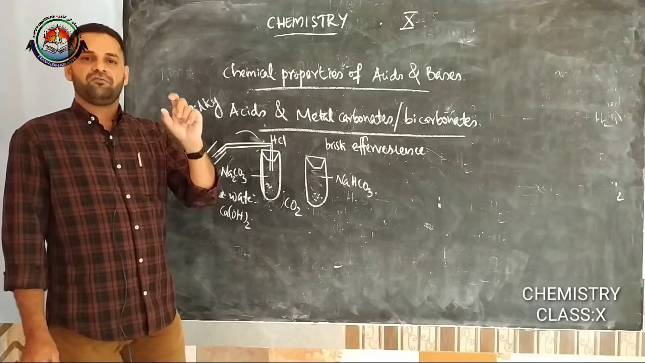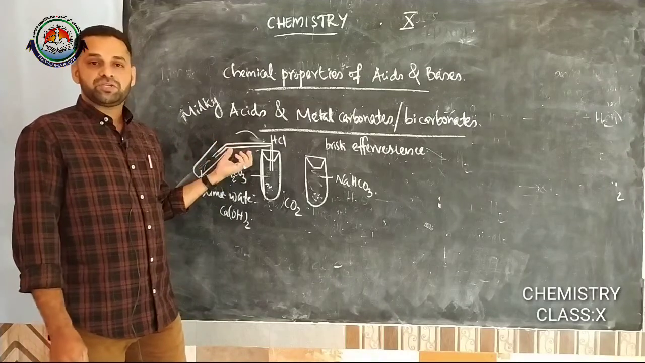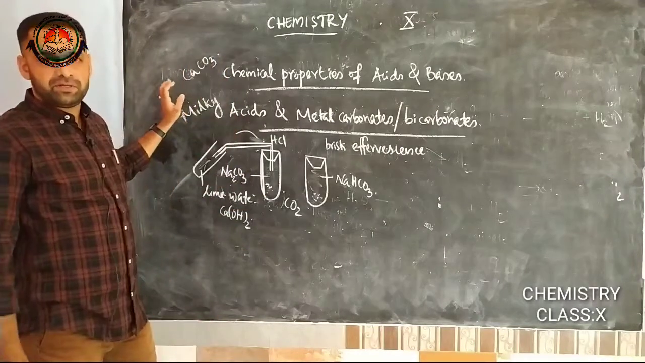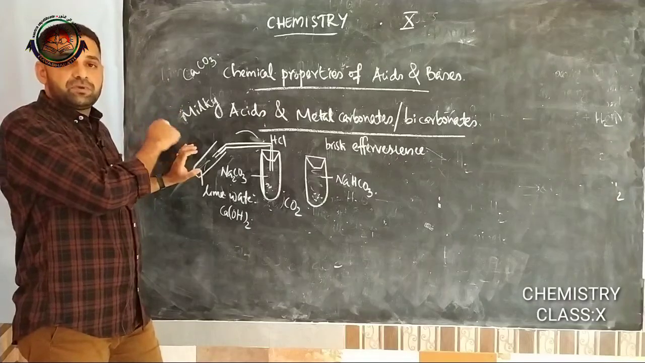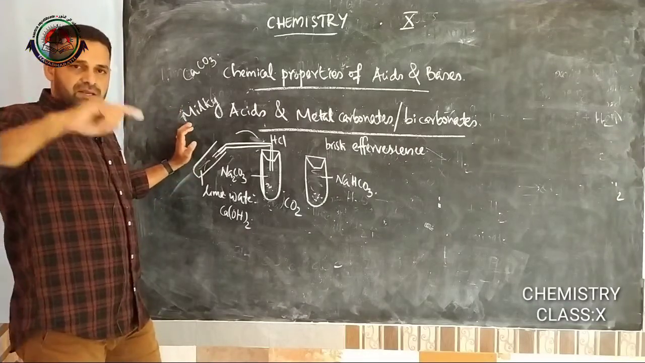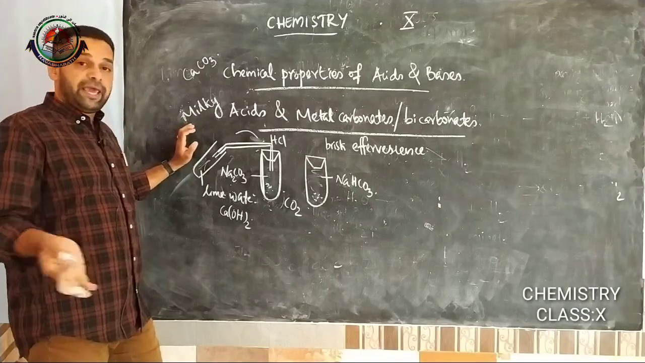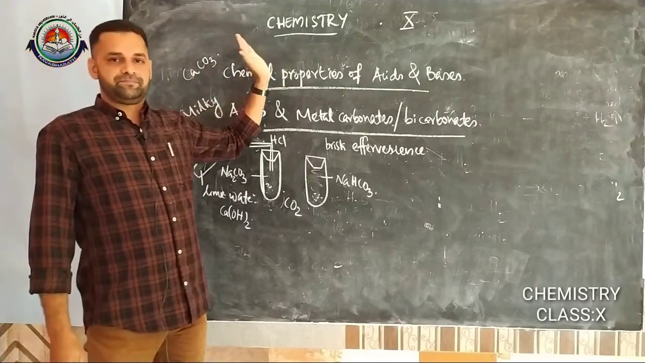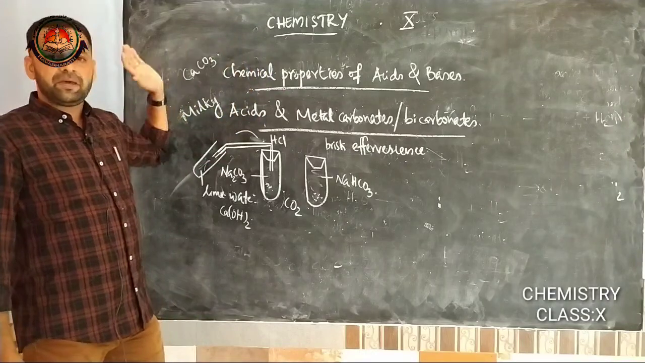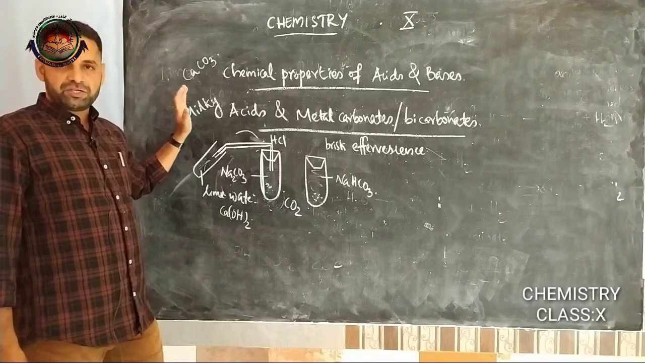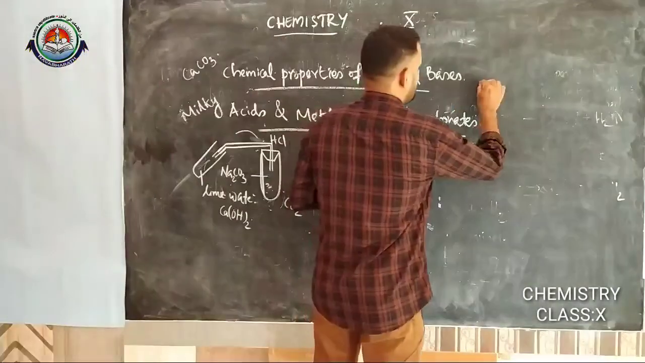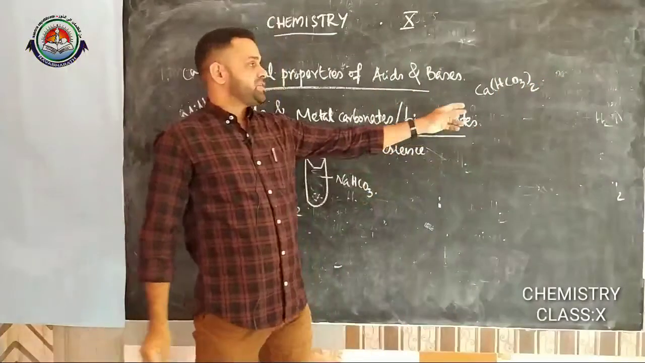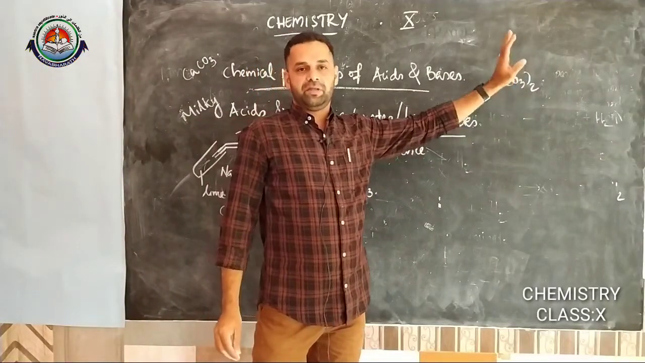The milkiness of lime water is due to the formation of insoluble calcium carbonate. So in that test tube, calcium carbonate is formed. And if we continuously pass an excess amount of carbon dioxide into this test tube, the milkiness will disappear. The disappearance of milkiness is due to the formation of soluble calcium hydrogen carbonate, otherwise called calcium bicarbonate.